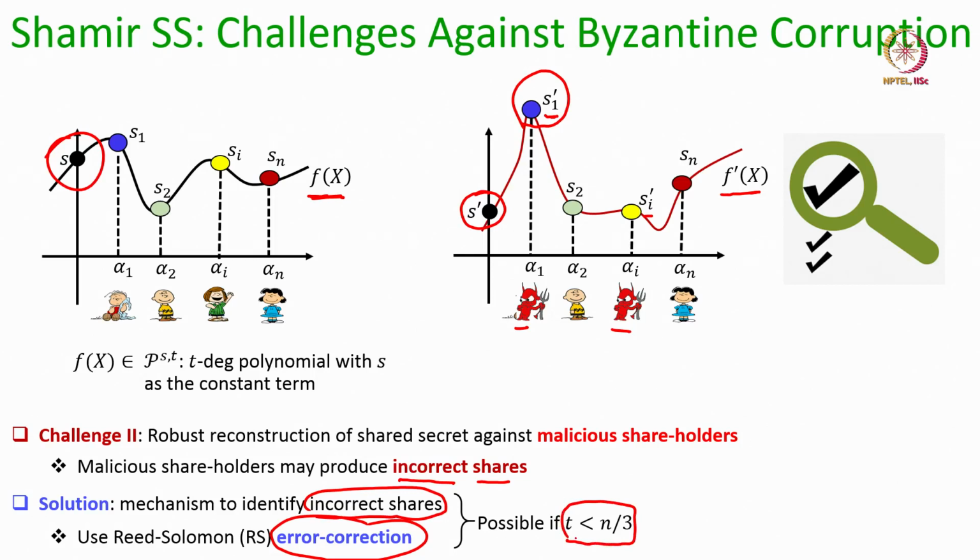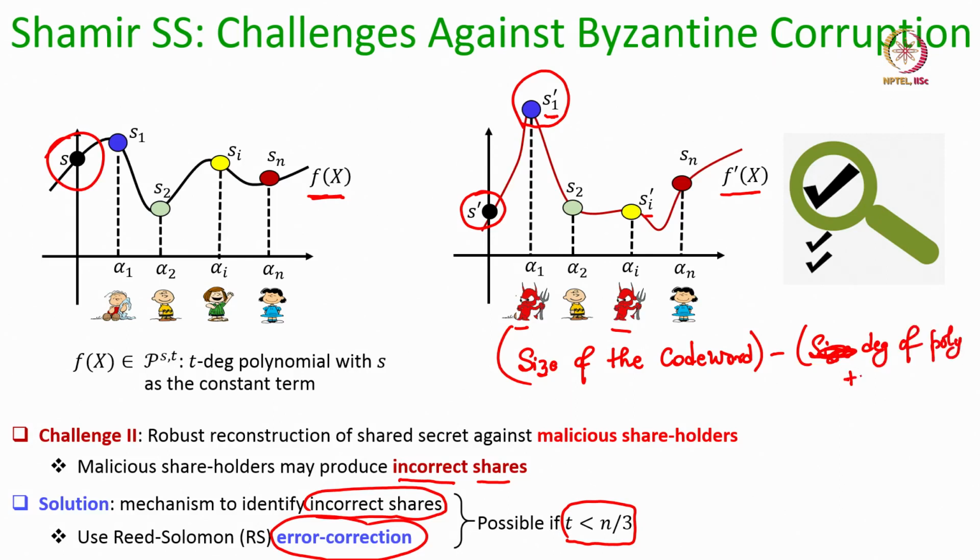Why is the condition t less than n over 3 required? Because remember we require this condition to error correct up to t errors on a t degree polynomial, namely the size of the code word minus the degree of the polynomial plus 1 should be greater than or equal to 2 times the number of errors that we want to error correct.